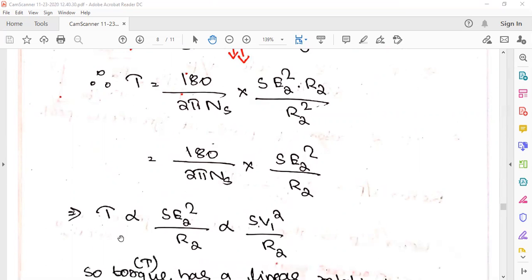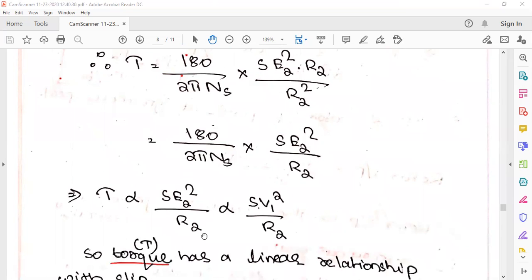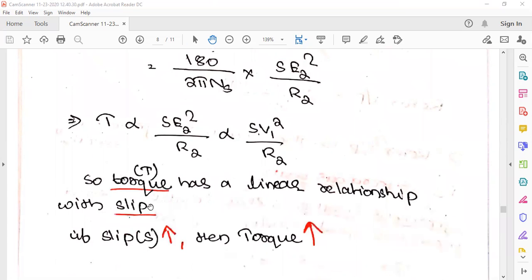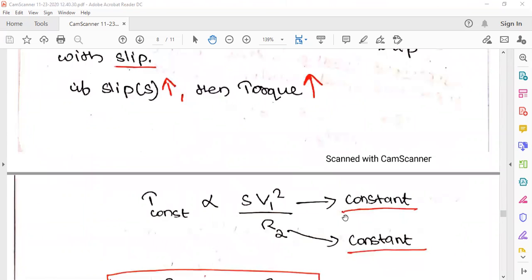That is, T is proportional to S E2 square by R2. The secondary EMF is proportional to the supply voltage, so we can substitute it as proportional to S V1 square by R2. So we can say that the torque has a linear relationship with slip, that is T is proportional to S: if slip increases then torque increases. For torque to be constant, S V1 square and R2 also should be constant.